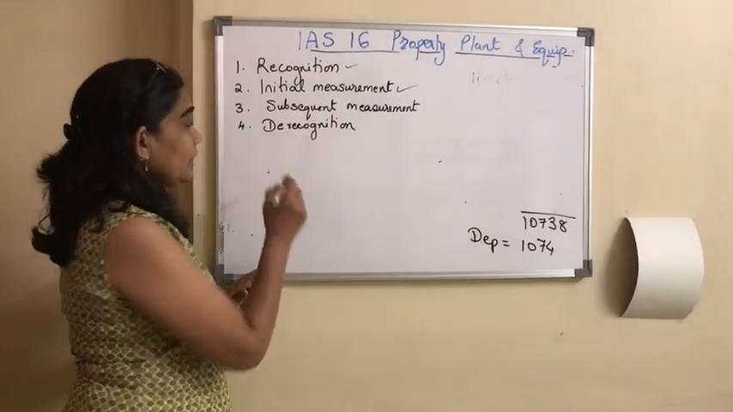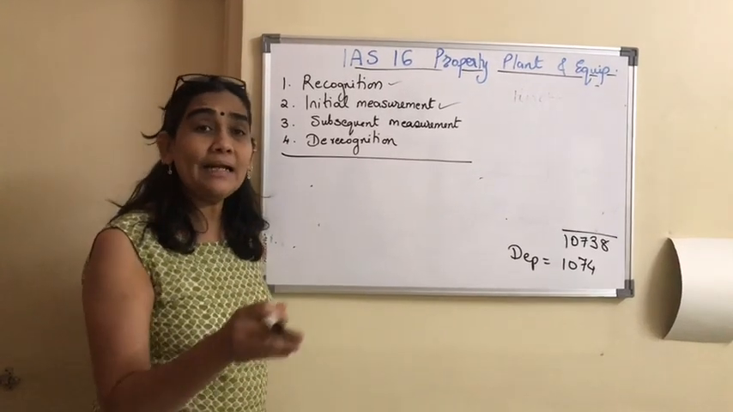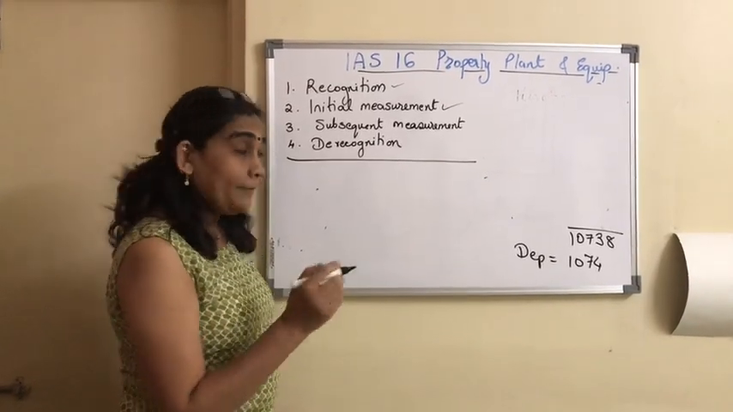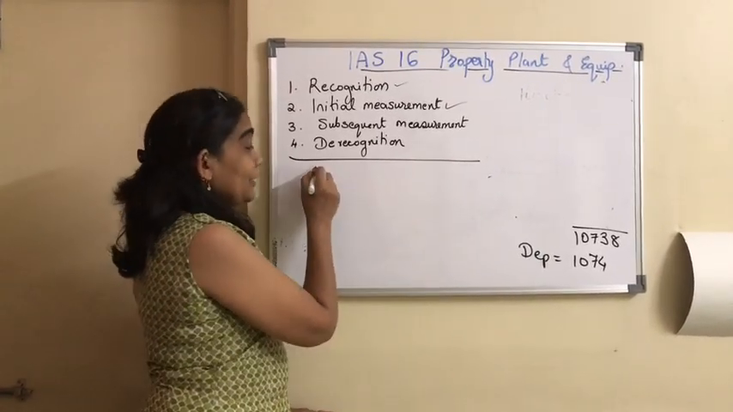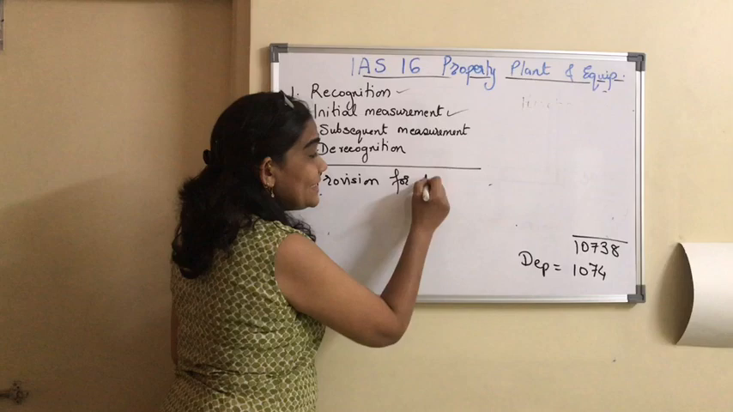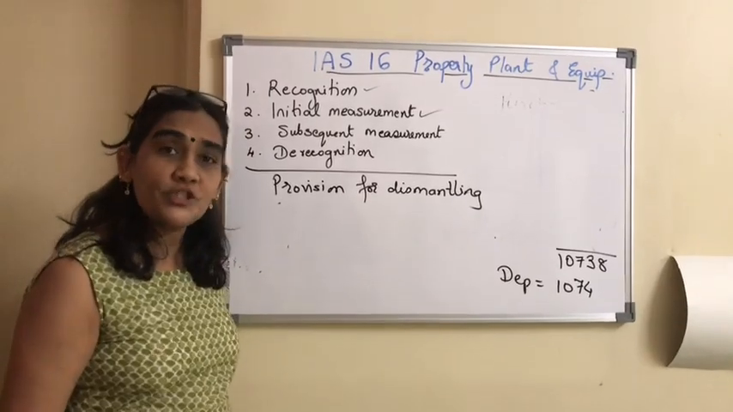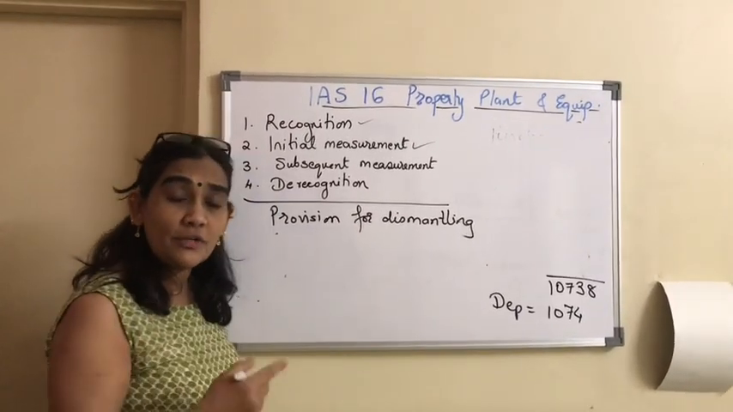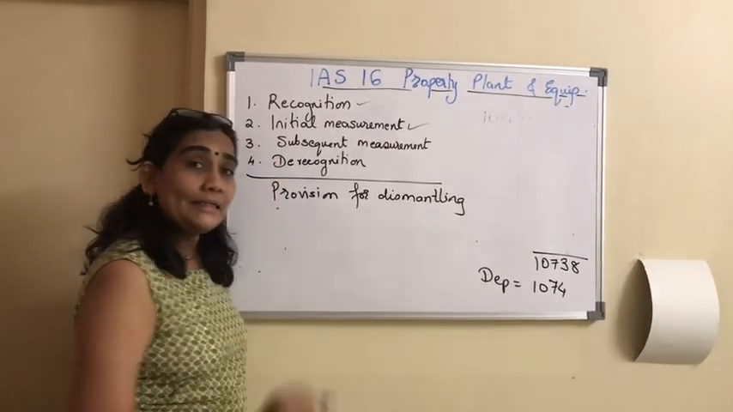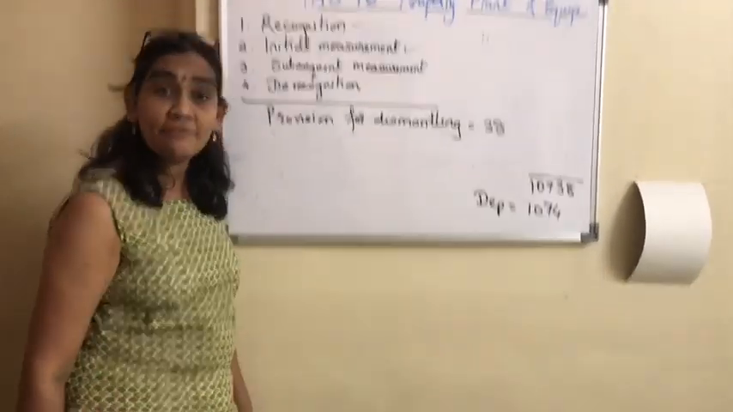Now one more thing that you need to understand is, when we found out the present value of dismantling cost to be incurred after 10 years, what exactly are you doing? The entry in that case is that you are creating a provision for dismantling. So when you purchase the asset and you have estimated the cost of dismantling as 100 after 10 years, and the present value we calculated was 38, this would be your provision which you have created.